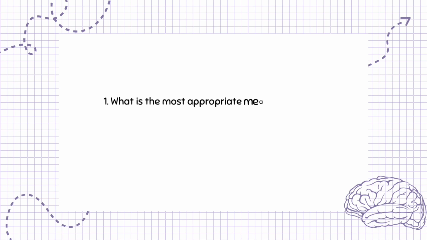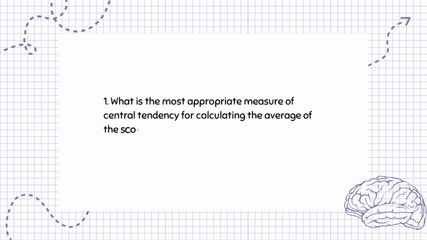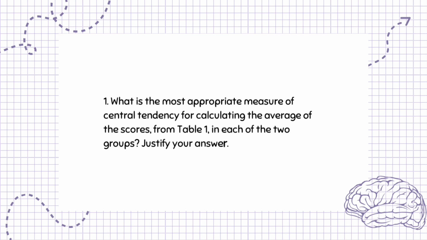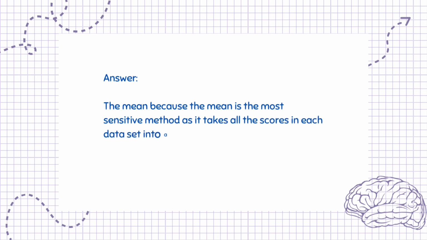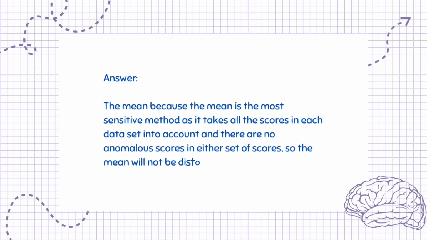Question 1. What is the most appropriate measure of central tendency for calculating the average of the scores, from Table 1, in each of the 2 groups? Justify your answer. 2 marks. The mean, because the mean is the most sensitive method as it takes all the scores in each dataset into account and there are no anomalous scores in either set of scores, so the mean will not be distorted.